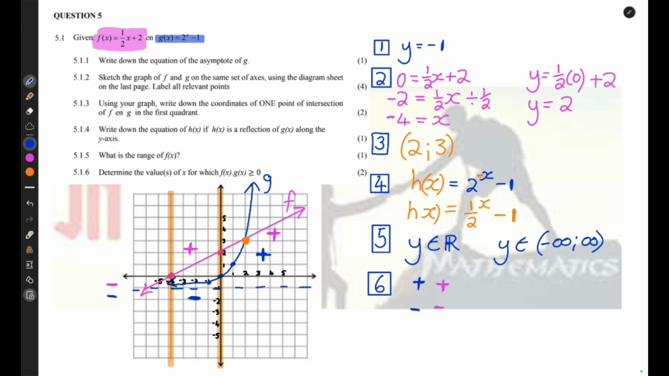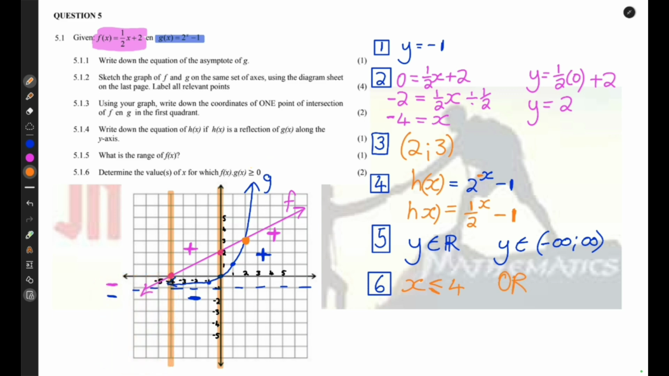Now this question just asks me, where is both below or both above? So I'm looking for minus minus. That would be all the values where x is smaller than 4. So to answer the question, I would say x is smaller than 4. Please look at the sign that they give you. They are saying 4 is included, so I must say x is smaller or equal to 4.